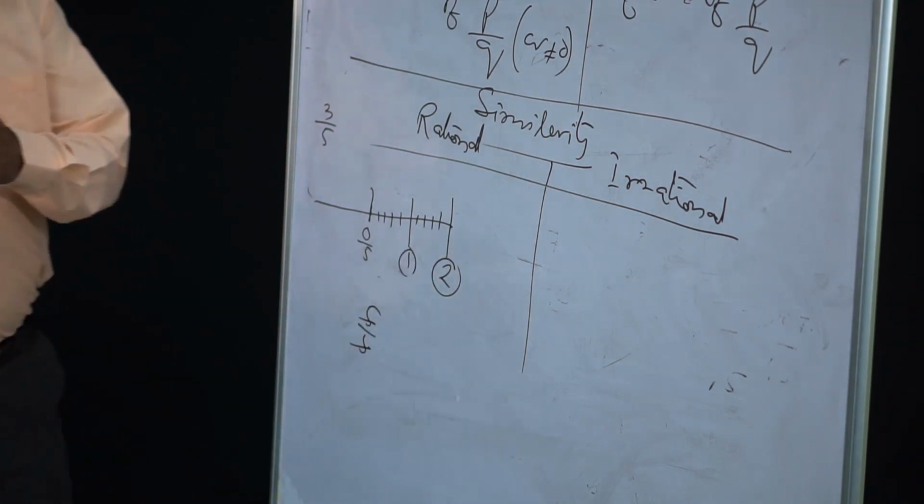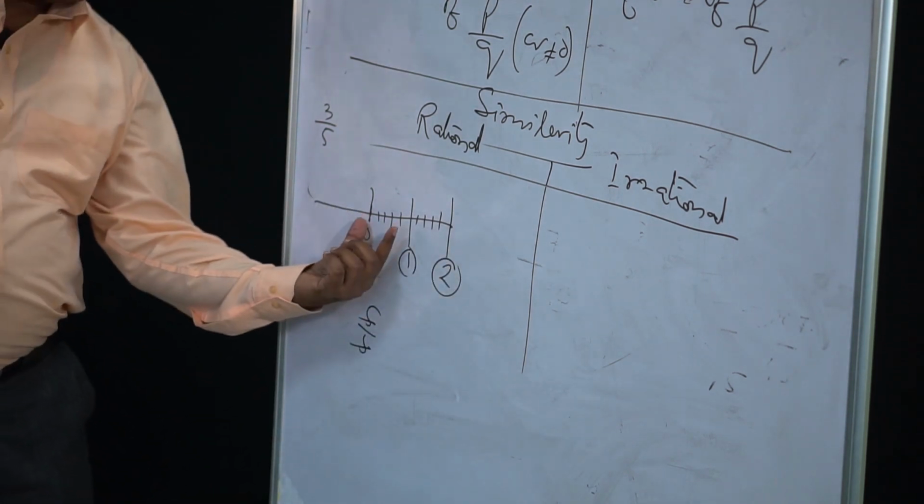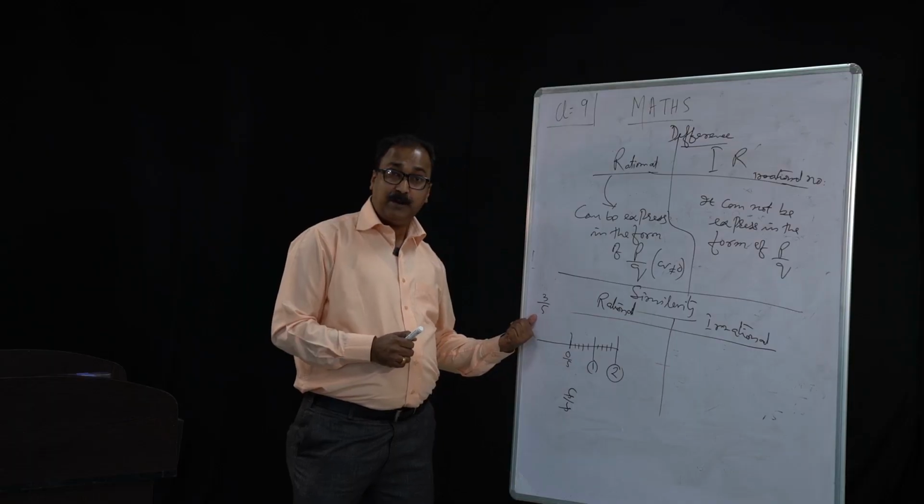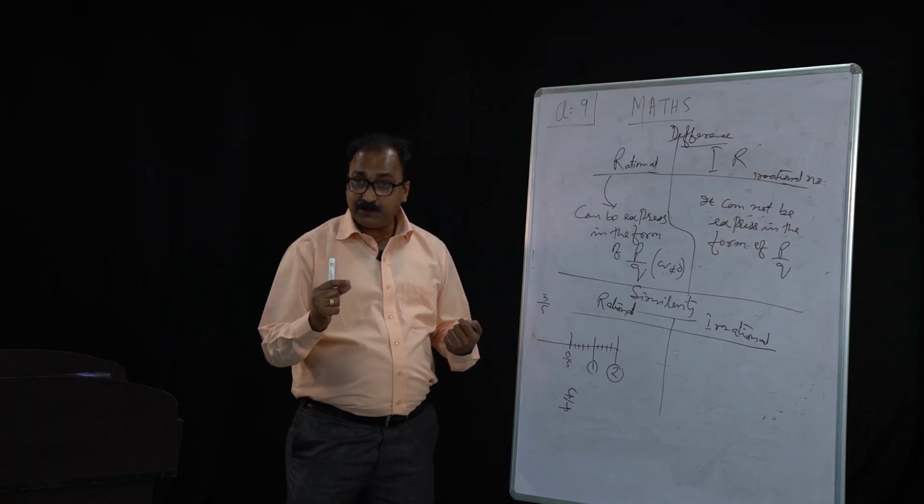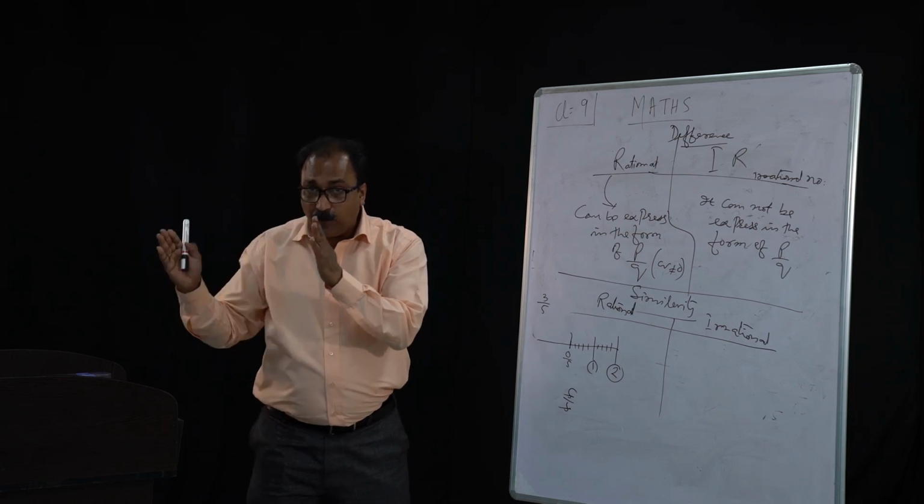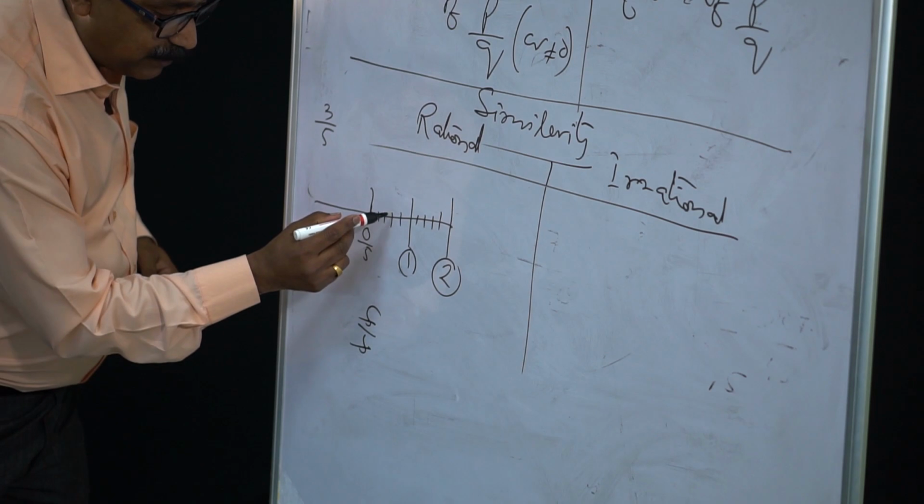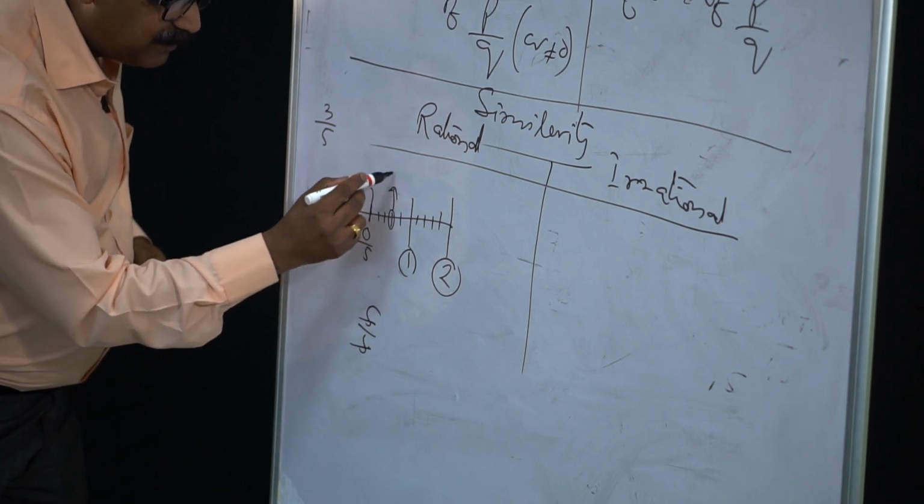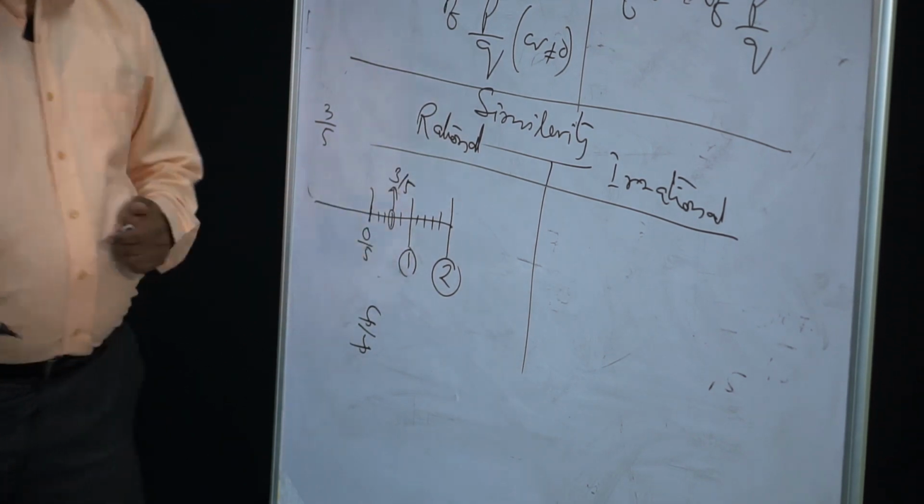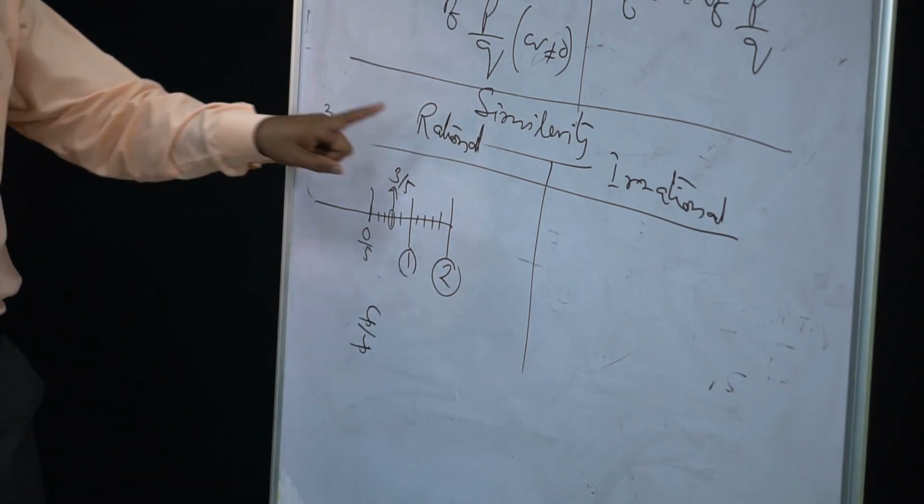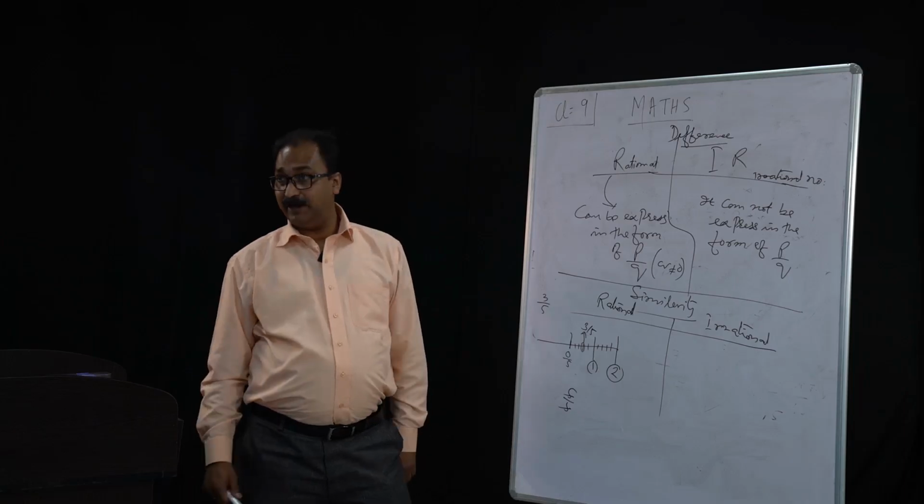So that means between 0 and 1, we divide each part into 5 equal parts, depending on the denominator. If the denominator is 4, we have to divide into 4 equal parts, isn't it? So now we can easily find 1 by 5, 2 by 5, 3 by 5. So you can express 3 by 5 here. That way you can express a rational number on the number line.